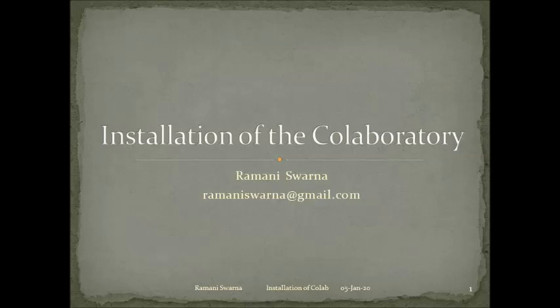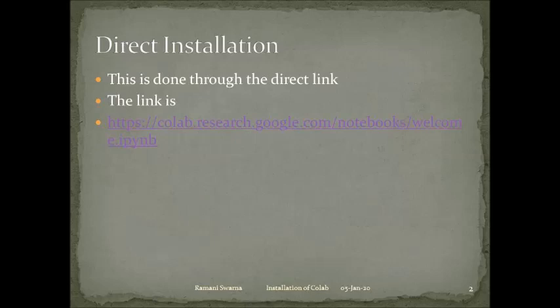Now here, first and foremost, is the direct installation, wherein the way I discovered it, just go ahead, open the Google page, and in the search bar write down Google Colaboratory, and the first link that comes out through the Google search is the direct link. The link is https://colab.research.google.com/notebooks/welcome.ipynb, which stands for interface for Python notebook.